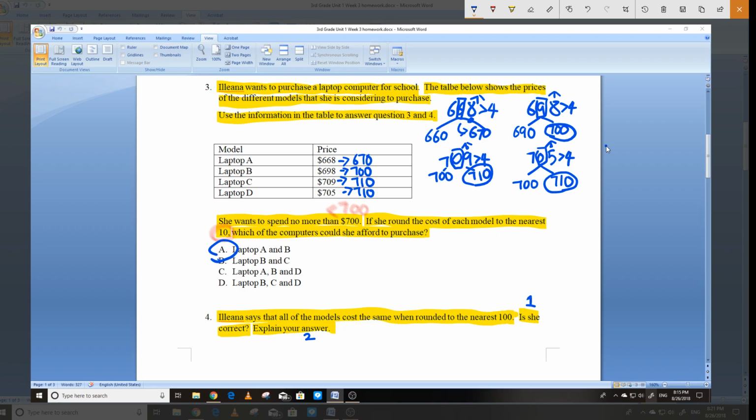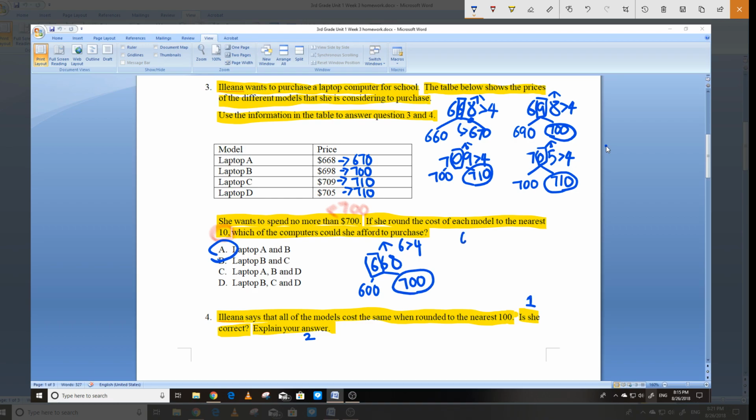If we're rounding them to the nearest hundred, 668, right? We're looking at the 100th place. So we'll either keep it the same, which is going to be 600, or we're going to go up by 1, 700. We're looking at the 10th place, which is a 6. 6 is bigger than 4, therefore we go up and pick 700.